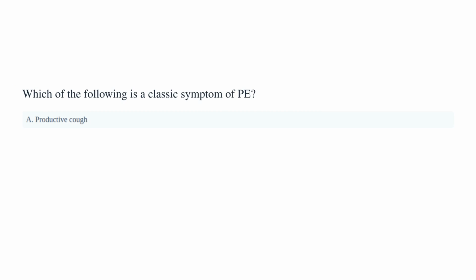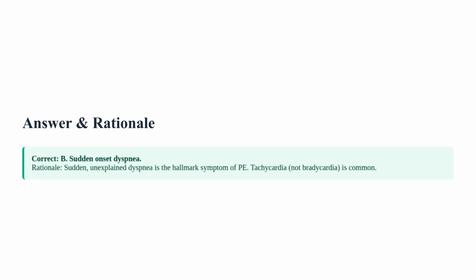Let's review another classic symptom of PE. Which of the following is a classic symptom of PE? Is it productive cough, sudden onset dyspnea, bradycardia, or unilateral peripheral edema? The correct answer is B, sudden onset dyspnea. Sudden, unexplained dyspnea is the hallmark symptom of PE. Tachycardia, not bradycardia, is common.